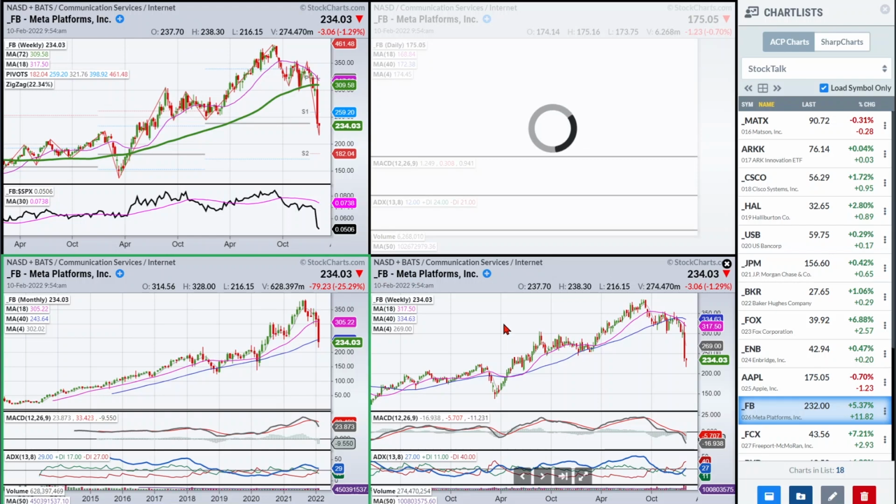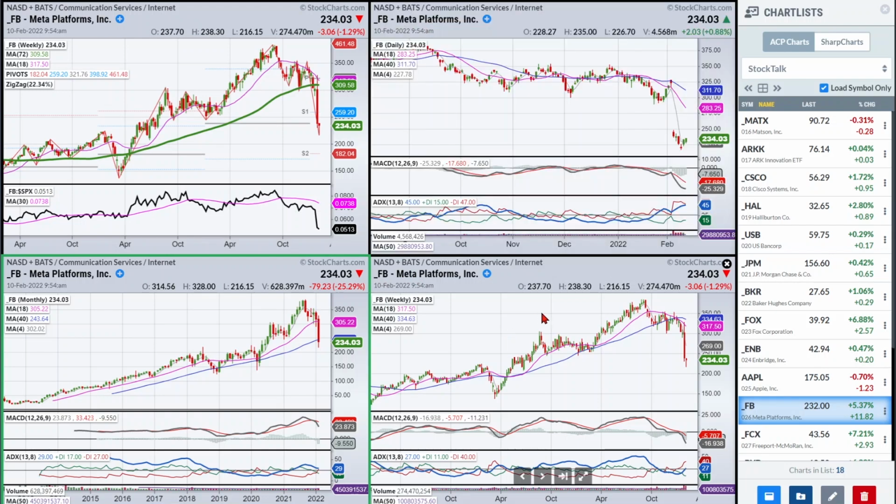Okay, had another request for Facebook post decline. I know a lot of people are probably looking to try and play this as a reversion trade back up towards the moving averages because it's so oversold. I mean, it could be done.